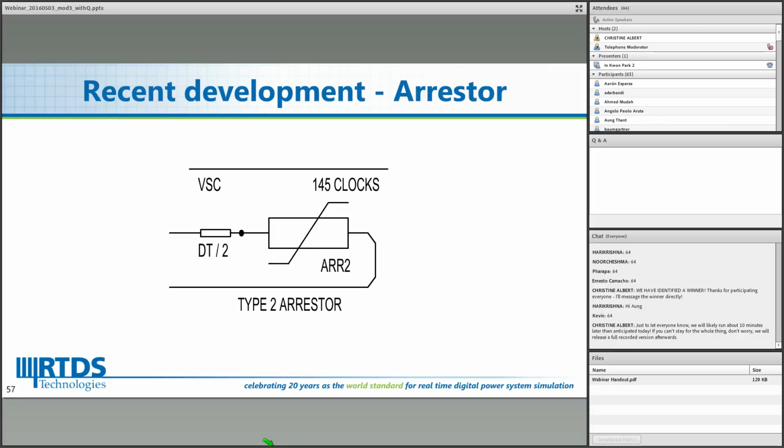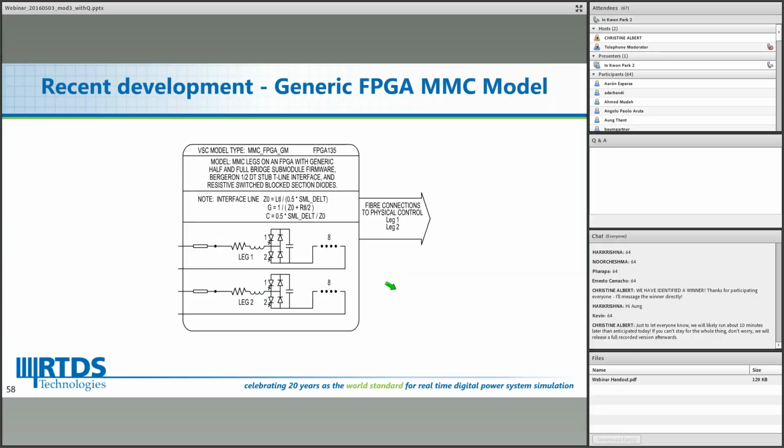So then we have this arrestor model in the library. So we can create the power electronics circuit with the proper representation of an arrestor. Then we have this more complex or more realistic FPGA-based MMC model. And this model is what we usually call a GM model. And by using this model, we can create a richer set of fault scenarios. And then we can use this model for the more realistic testing of your external MMC controllers.